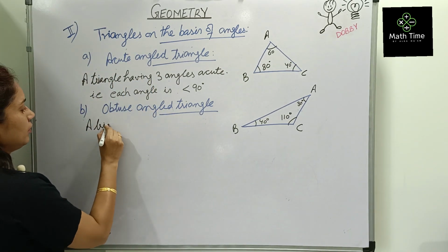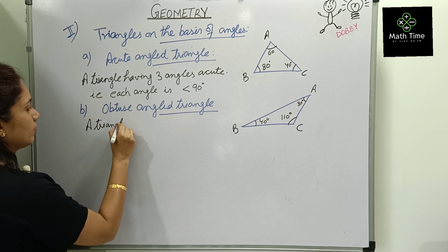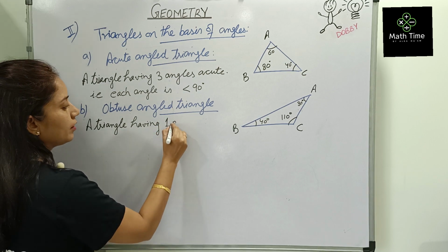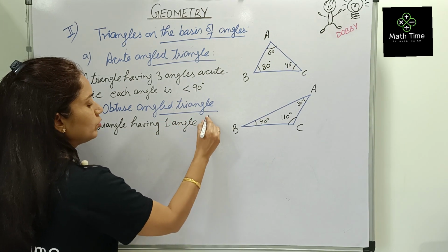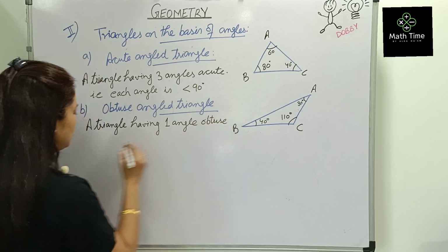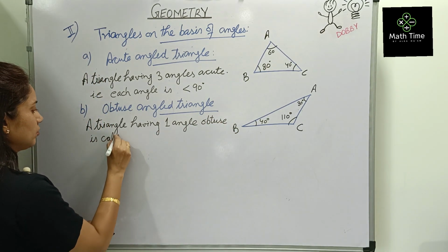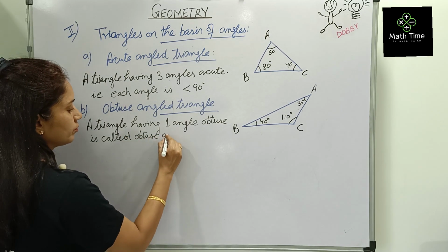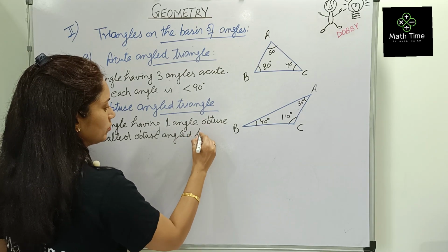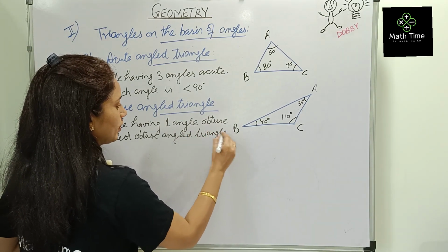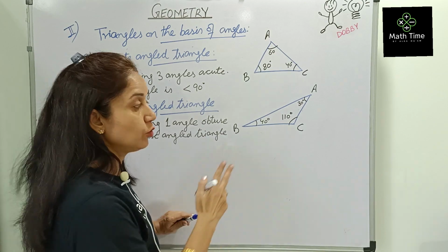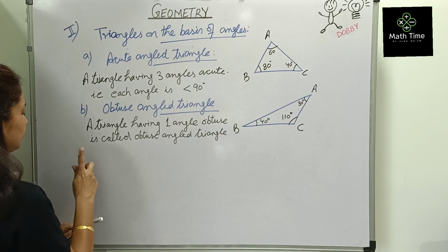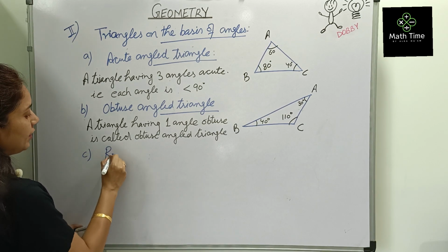A triangle having one angle obtuse is called an obtuse angle triangle. One angle can be obtuse, two cannot be obtuse, okay? Only one. Now, the third type of triangle, right angle triangle.